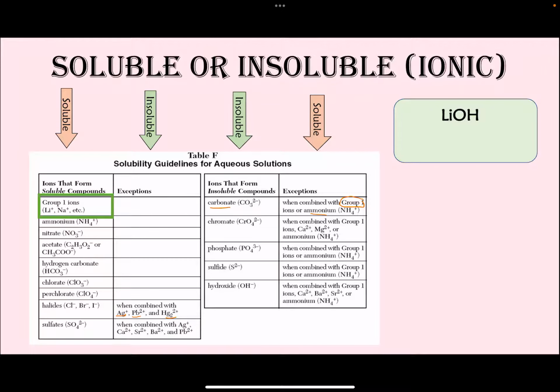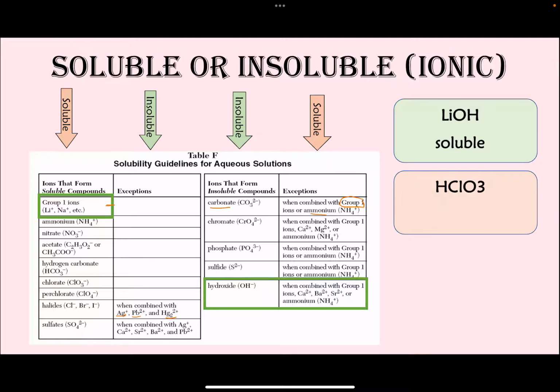So we have lithium hydroxide. We can see from the table that lithium is a group 1 ion and there are no exceptions to that. It's always soluble. And then hydroxide is insoluble unless it's combined with a group 1 ion. Because in this case hydroxide is combined with the group 1 ion, that tells us that it's going to be soluble.